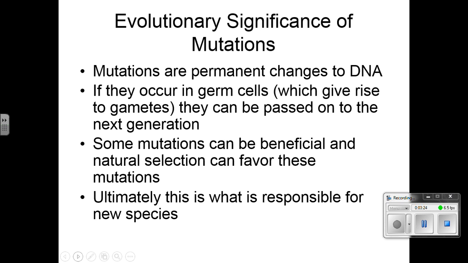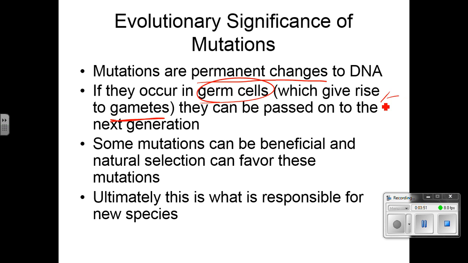The evolutionary significance of mutations. Mutations are permanent changes to the DNA. If they occur in your germ cells, which give rise to the gametes, that's the egg or sperm, they can be passed on to the next generation. The germ cells are those precursors to the egg and sperm that undergo meiosis. Some mutations can be beneficial, and natural selection can favor these mutations. Ultimately, this is what is responsible for new species.